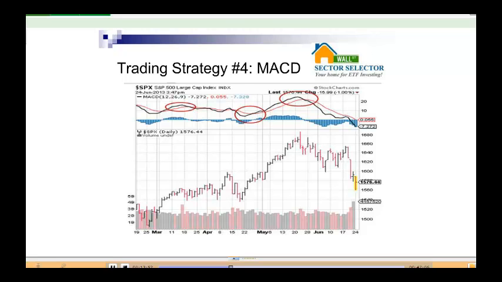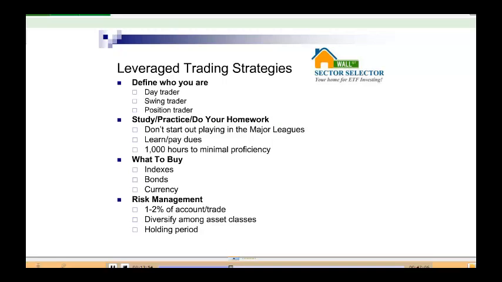Let's talk about some leveraged ETF trading strategies overall. Again, you have to define who you are. Are you a day trader, a swing trader, a position trader? And don't fool yourself, because that's the first mistake you're going to make.